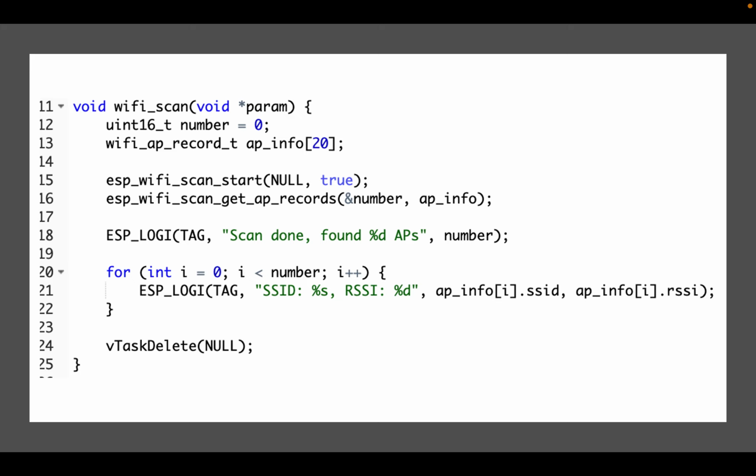Now we just log that the scan is done and found so many number of APs, and we will print out each access point with SSID and signal strength.